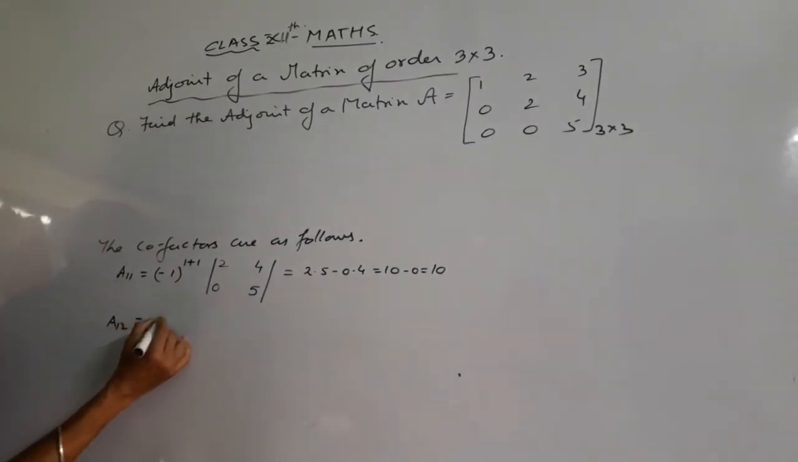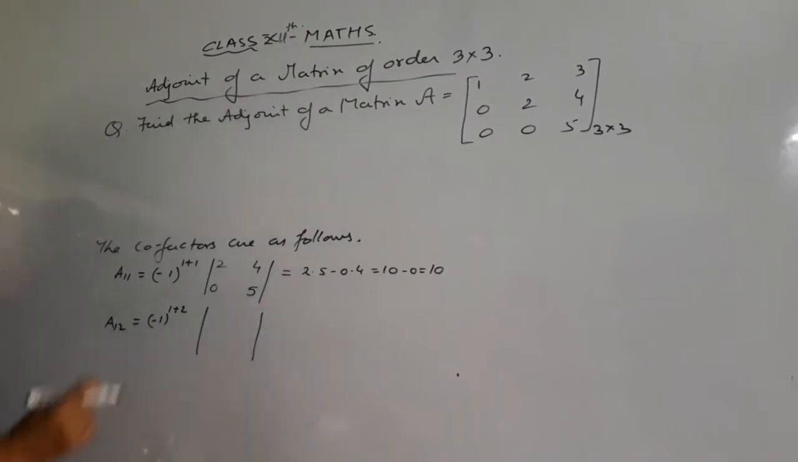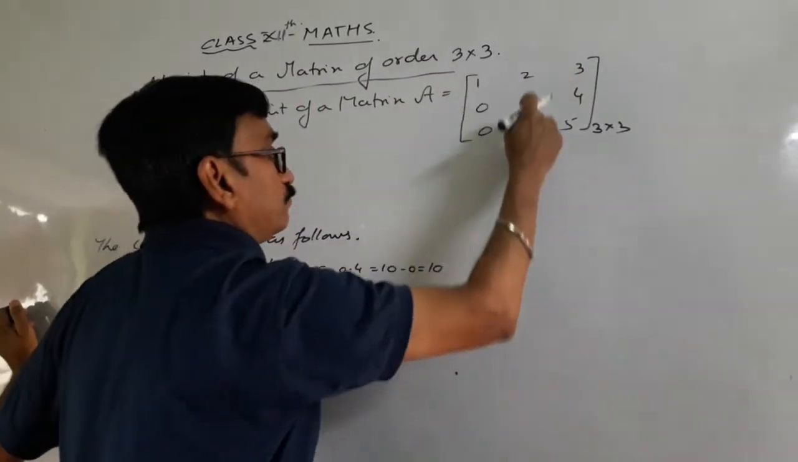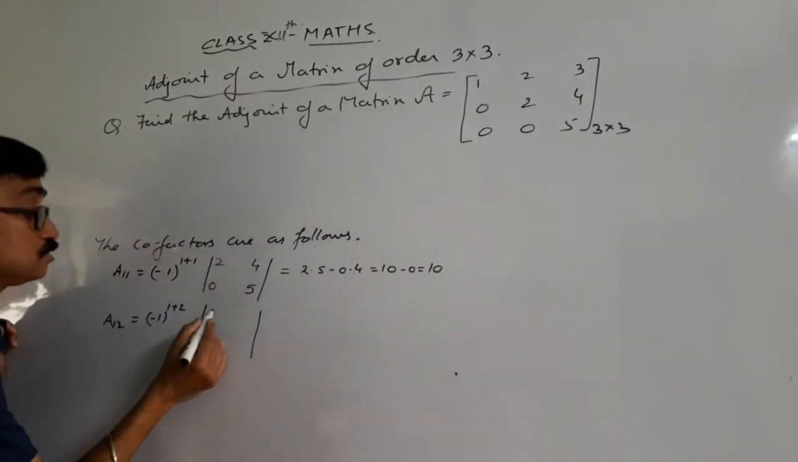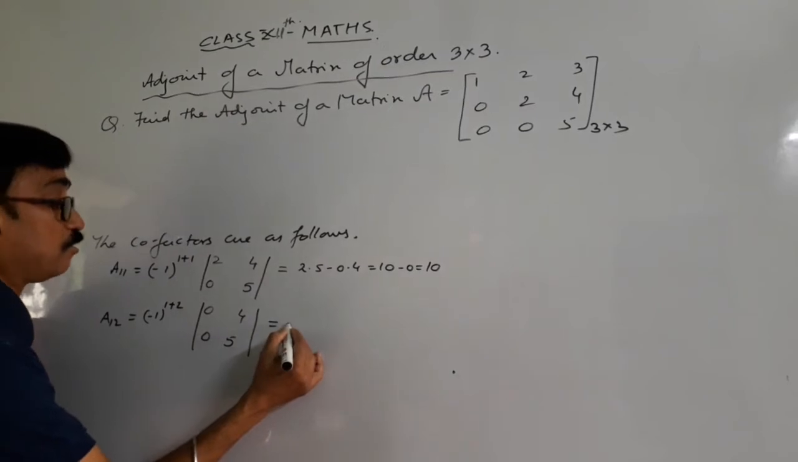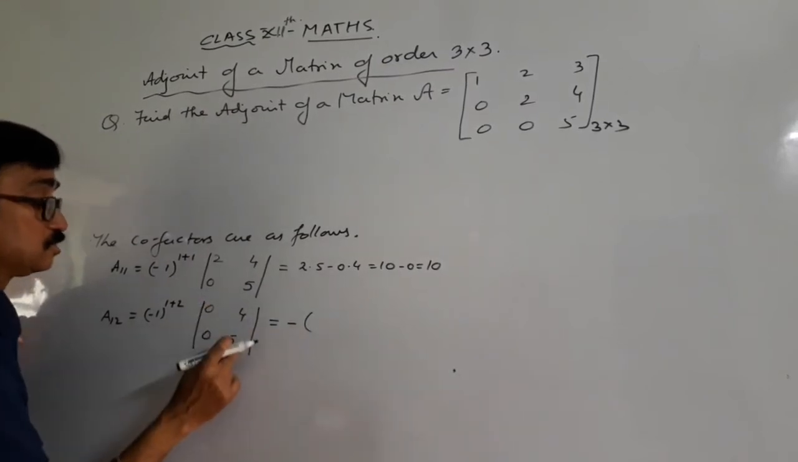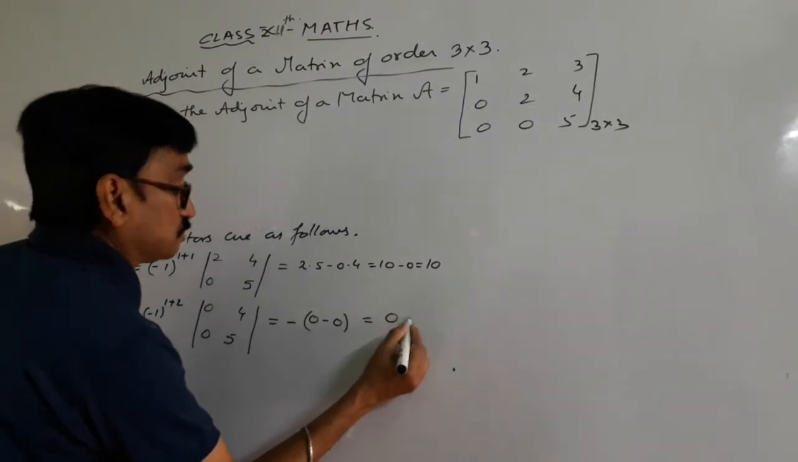A12 is minus 1 to the power 1 plus 2. Now the first row and second column will be deleted. We are left with 0, 4, 0, 5, which becomes minus of 0 minus 0, which is 0.